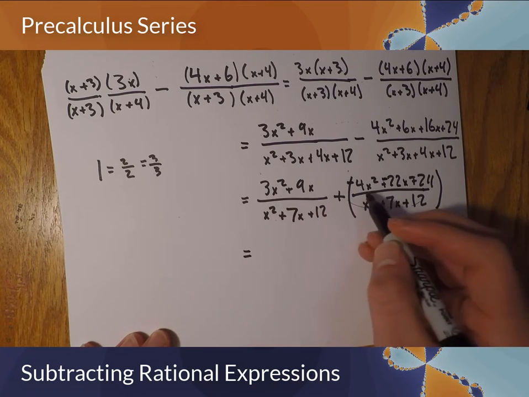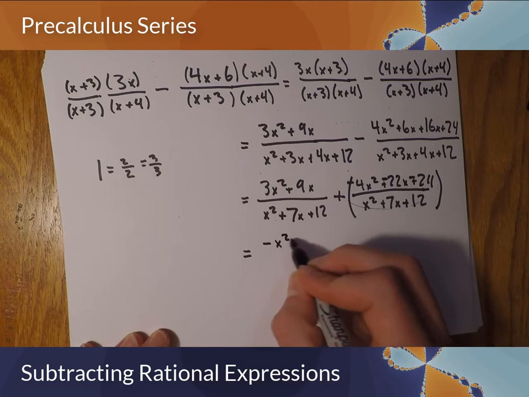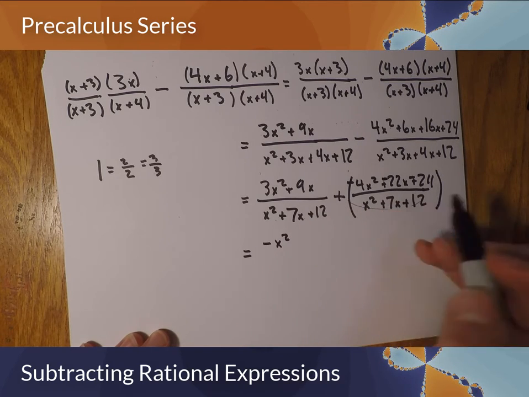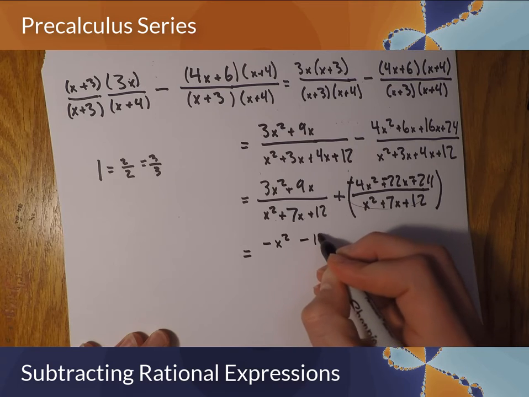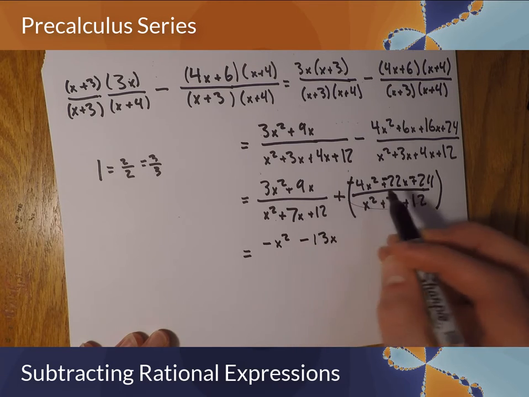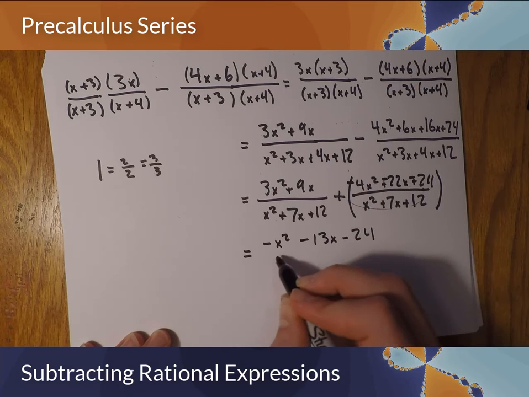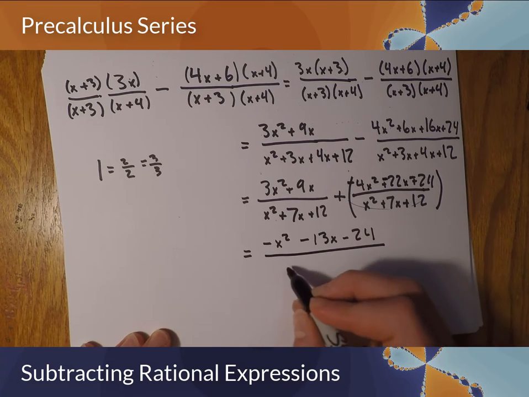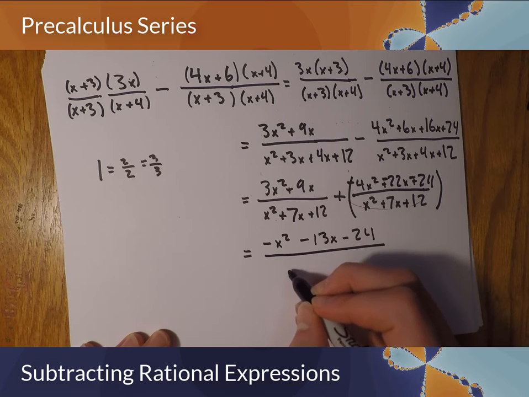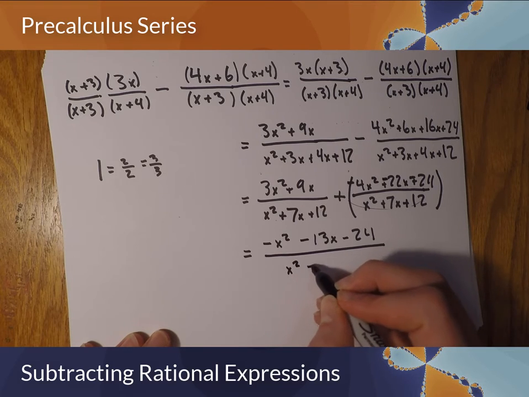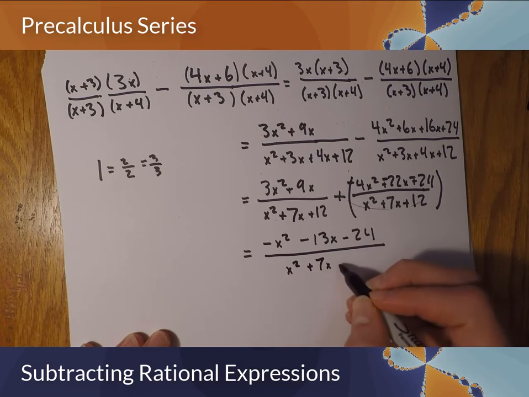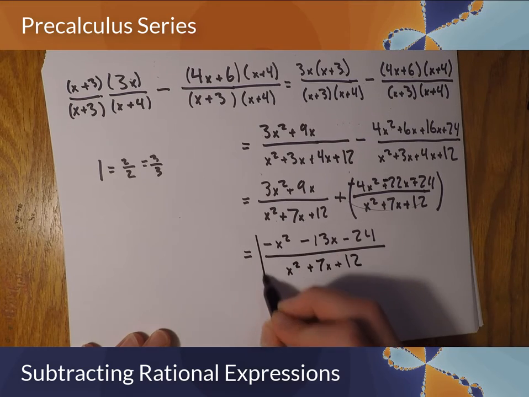So 3x squared minus 4x squared is negative x squared. 9x minus 22x is negative 13x. And 0 minus 24 is minus 24. So we have negative x squared minus 13x minus 24 all over x squared plus 7x plus 12. And this is our final solution.